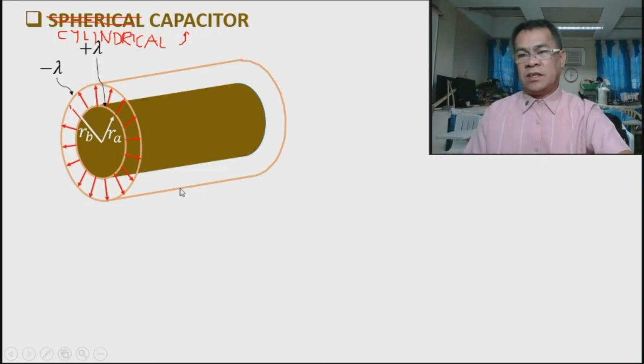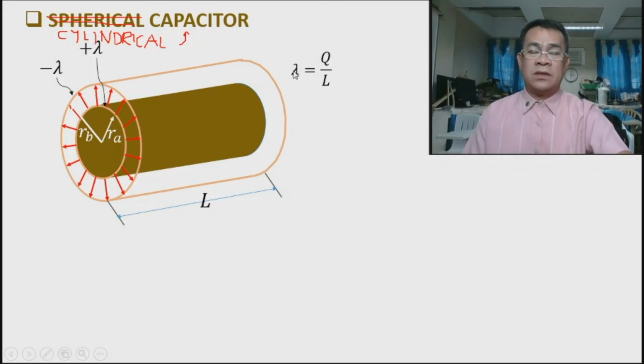Take note that if these two conductors are charged, then we can always provide the electric field. The red arrows represent the electric field. Suppose we have this length of the cylinder. Then we can say that the linear charge density is just Q over L. Take note that L is not necessarily given. Suppose we want to have the value of Q later. So therefore, your linear charge density is Q over L.